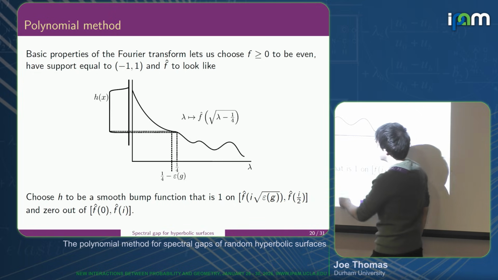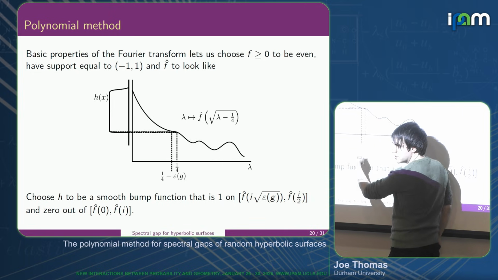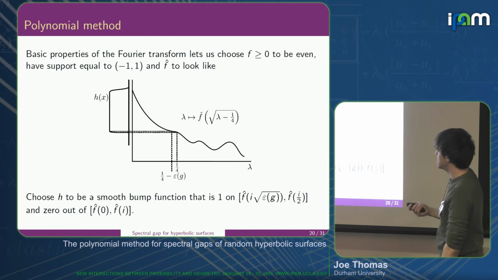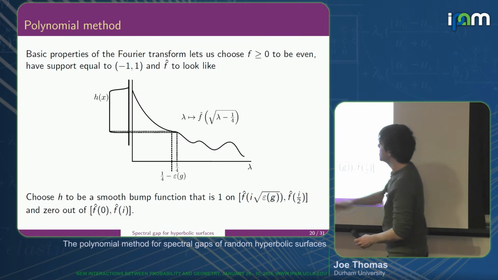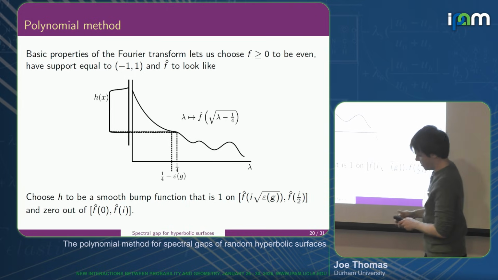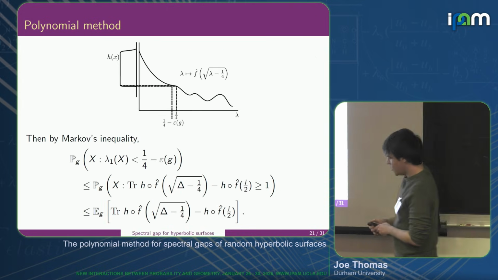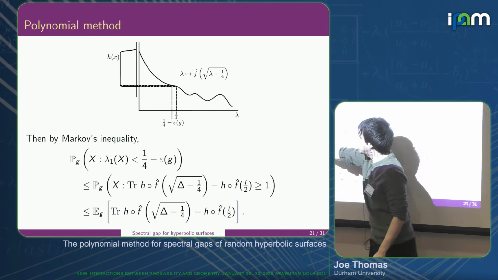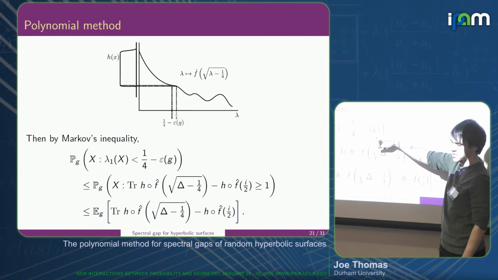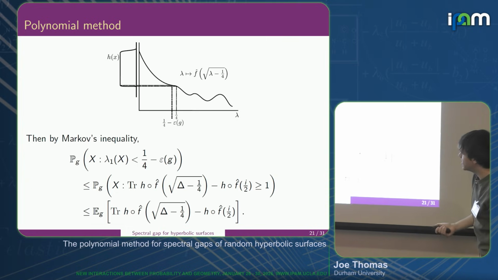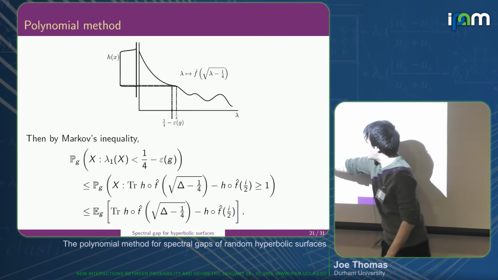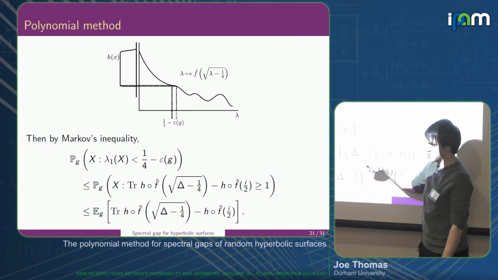What this does is that because I'm smoothing out on a scale epsilon, you're going to see this epsilon coming into the derivatives of this bump function. This is an important point. So I want to look at h of this f hat of square root of lambda minus 1/4. And why do I want to look at that? Well, it's a simple thing from Markov's inequality. If I want to understand the probability that lambda 1 is smaller than this thing, well, this is the same as looking at the trace of this smooth bump function composed with f hat of square root of the Laplacian minus 1/4. That's the sum over the eigenvalues of h of f hat of this thing.